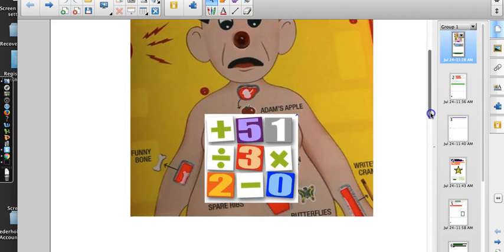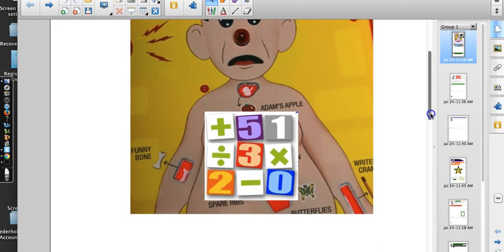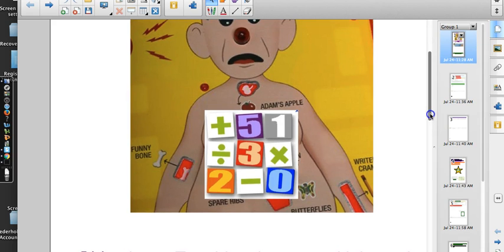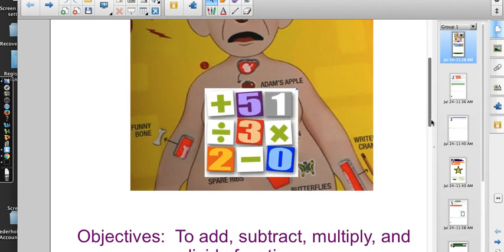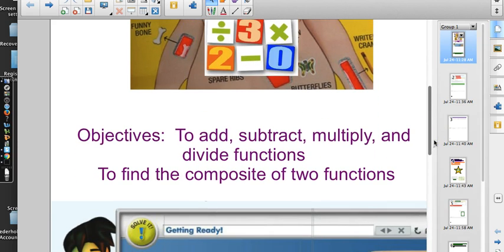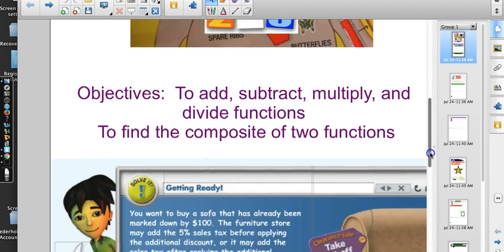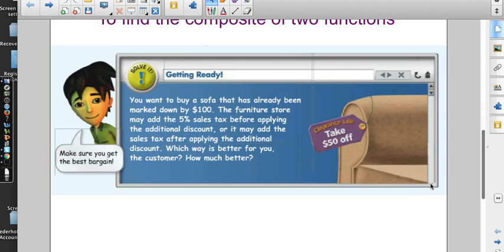Here are our operations: adding, subtracting, multiplying, and dividing. But maybe, just maybe, today before you leave, you might learn a new one. What do you say? Add, subtract, multiply, and divide. Isn't that all there is? No, it's not. And I might end up having to tease you until Tuesday because we might not make it that far. We'll see. We're going to add, subtract, multiply, and divide functions. Composition. Find the composite of two functions.